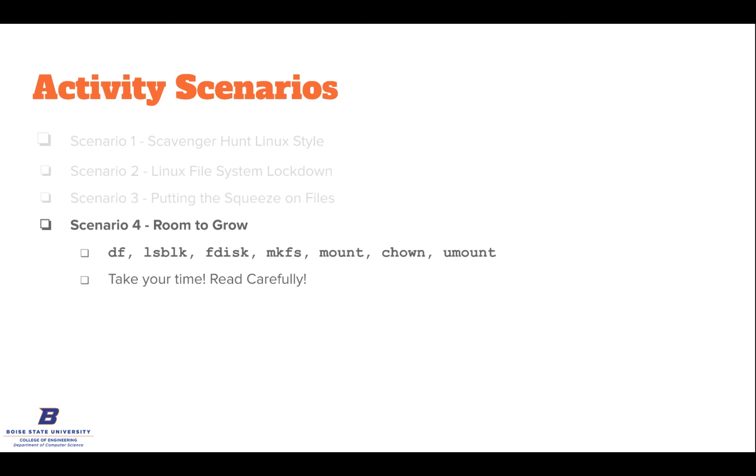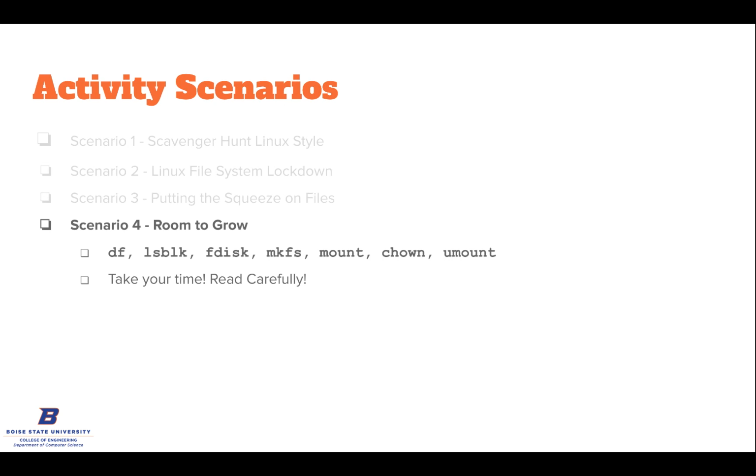fdisk is actually an interactive tool that's used to create partitions on existing block devices. Partitions are used to split a hard drive, for example, into multiple sections so that you can isolate the storage between multiple sections of that hard drive. So if one partition runs out of space, it doesn't affect the functionality of the other partition.